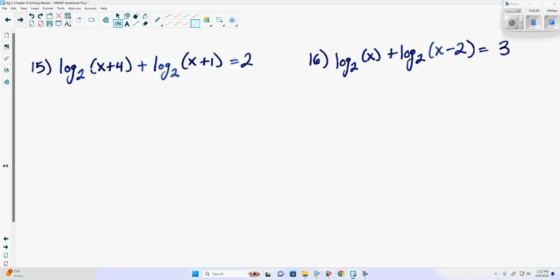Now the next two we're going to look at are these here. Now we do have two logs, but we also have a number. So we can't just say that what's inside is equal because of the 2 on 15 and the 3 on 16. Whenever we have two logs being added together, I can rewrite them as a single log, and what's inside is being multiplied together.